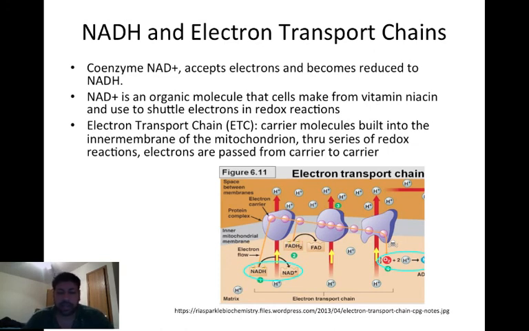So redox is basically reduction and oxidation. So as electrons get passed on, remember, glycolysis happens out in the cytoplasm, but a bulk of the cellular respiration process occurs in the mitochondria. The electron transport chain specifically is carrier molecules built into the inner membrane of the mitochondria, and it's through a series of these redox reactions that electrons get passed from one carrier to another.